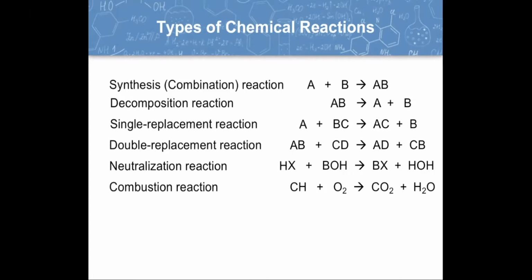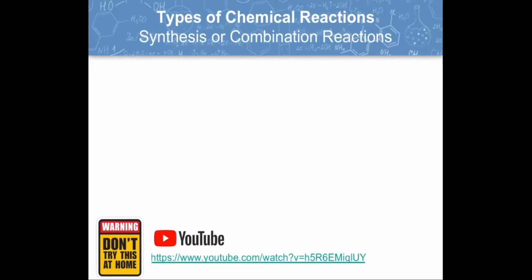So in combination reaction, the general formula indicates that there are 2 or more reactants forming a single product. An example of combination reaction is the formation of water. You have hydrogen and oxygen forming water. So as you can see, you have 2 reactants forming a single product.